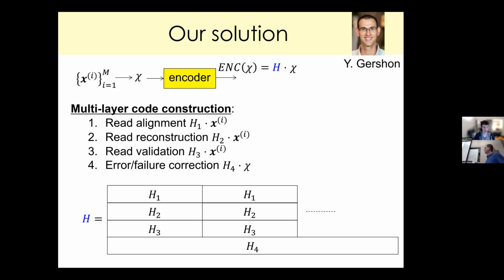Now, what are the components of H? We'll see. I will not say it now. I'll save it for later. But we have 4 different codes or subcodes that we use in our construction. Each one is in charge of a different feature of the scheme, which we'll understand soon.